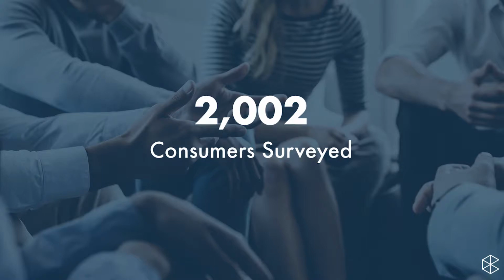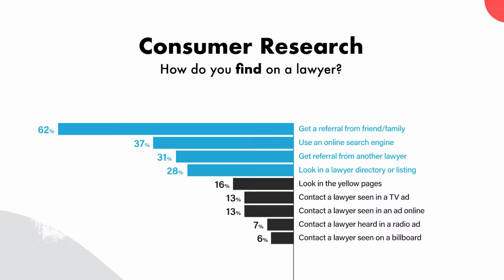The first question we asked is, how do you find a lawyer? How do you look for and search for a lawyer? People were able to pick multiple responses, so if they don't add up to 100%, that would be why. 62% of people said they would look for a lawyer by getting a referral from friend or family. 37% said online search. Another 31% said referral from another lawyer. And finally, 28% said they'd look in a lawyer directory listing. Coming in at the bottom, things like billboards, radio ads, online ads, and TV ads. Clearly not the way that most people report that they would look for a lawyer if they needed one.